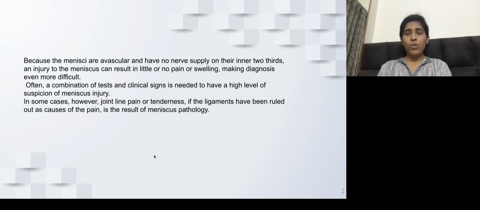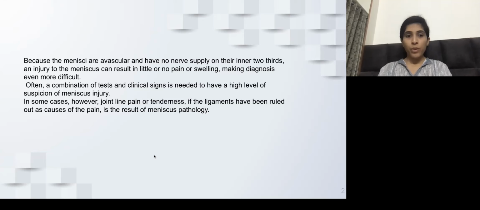The best way to avoid the maximum injuries, or to avoid these degenerative changes, is to mobilize the joint, or do the movement, so that the synovial fluid movement occurs, and as a result the central area of the menisci also gets some amount of nutrients through the synovial fluid movement.